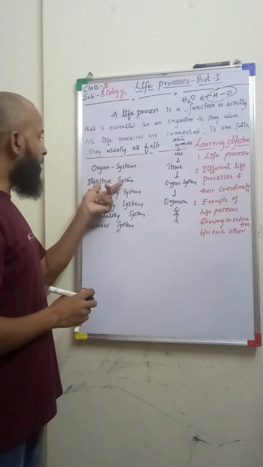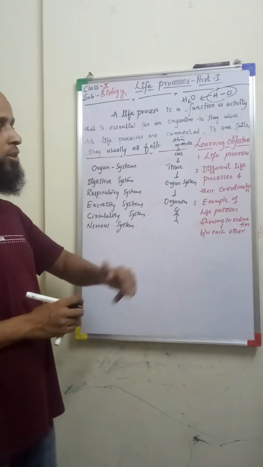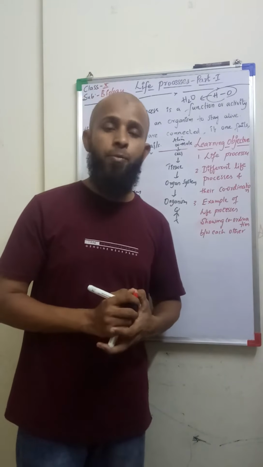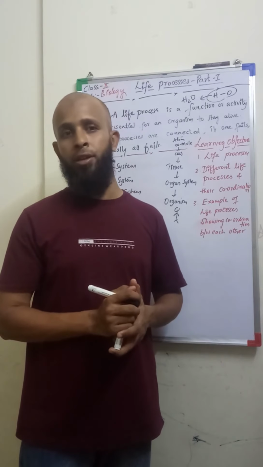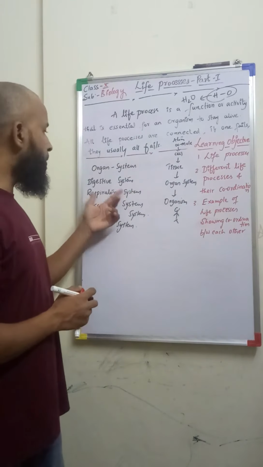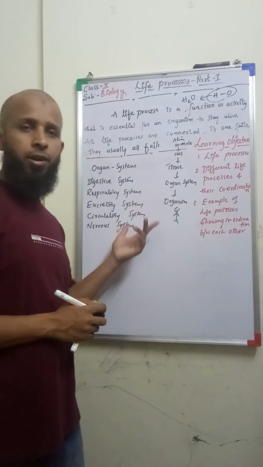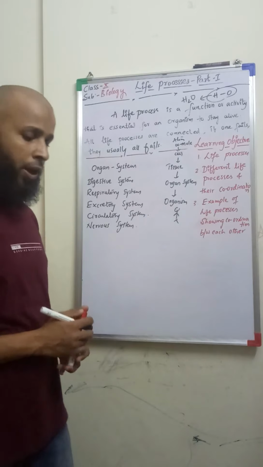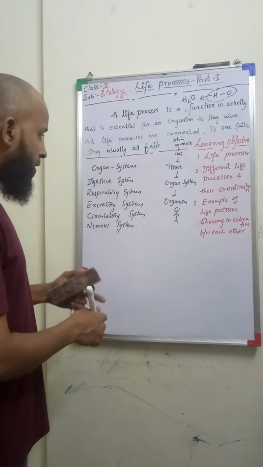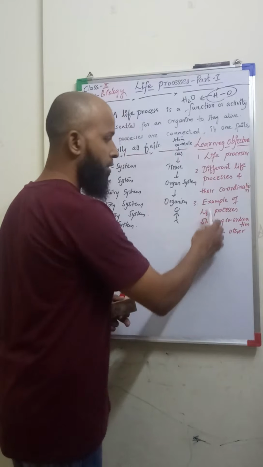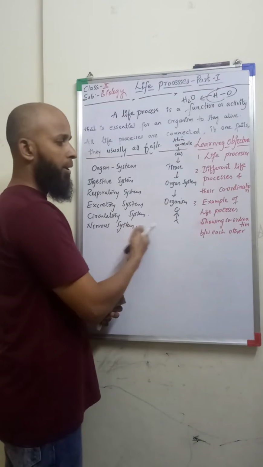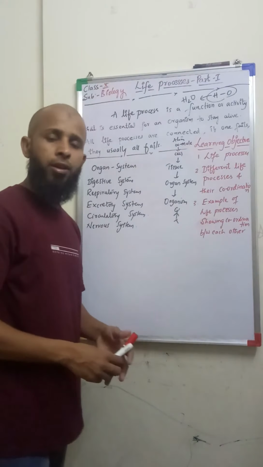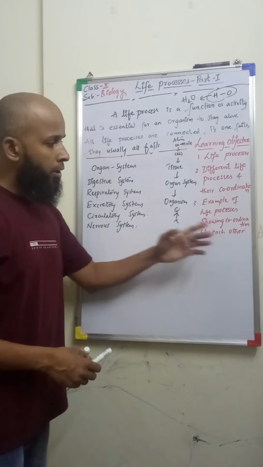As you know, the digestive system is connected to which life process? The digestive system is connected with the life process called nutrition. And the respiratory system is connected with the life process of respiration. Now I want to explain, by taking an example, how life processes show coordination with each other.